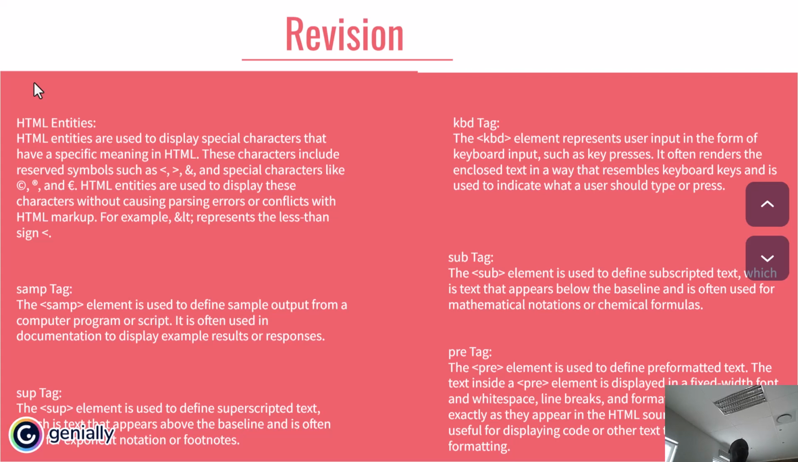HTML entities are used to display special characters that have a specific meaning in HTML. These characters include reserved symbols such as lesser than and greater than, and special characters like copyright, the registered trademark, and the euro. HTML entities are used to display these characters without causing parsing errors and conflicts with HTML markup. For example, &lt; represents the lesser than sign.